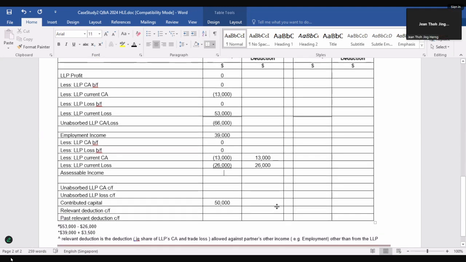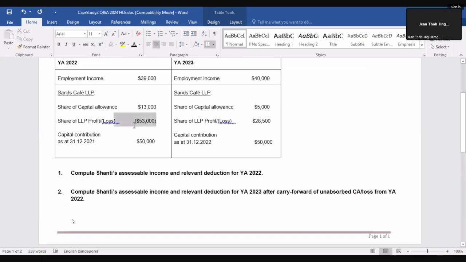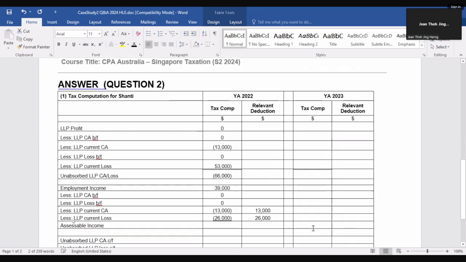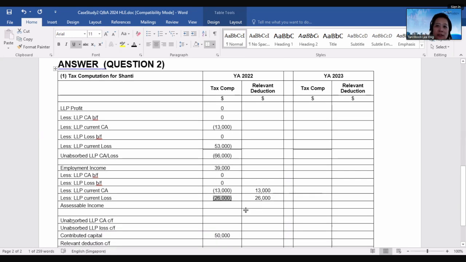But why, because it's a loss? The 39 is income minus 13. Can you see 53 LLP loss? Yes, but you're under the employment column already. We want to offset against the employment. Positive 39 minus 13K, isn't it positive 26? It's positive 26,000, not negative 26,000. Yes, we want to utilize. Oh, utilization, okay. So we utilize 26. We don't need to utilize 53 because it's only left with 26. Get it? Good that you clarify.